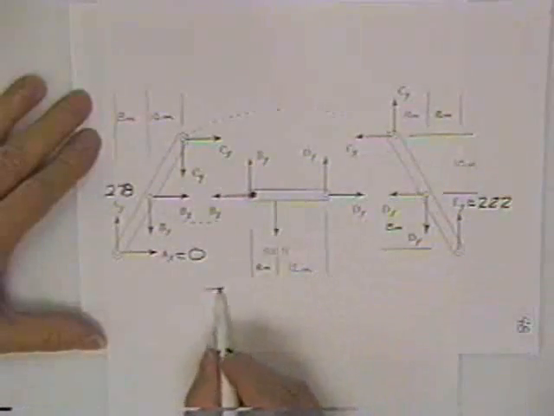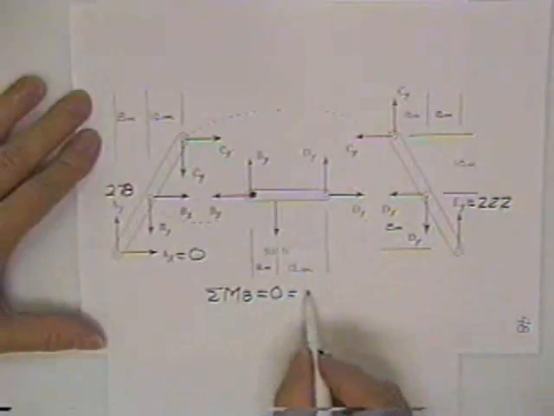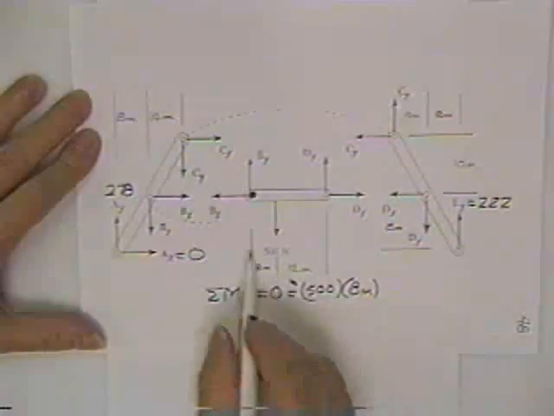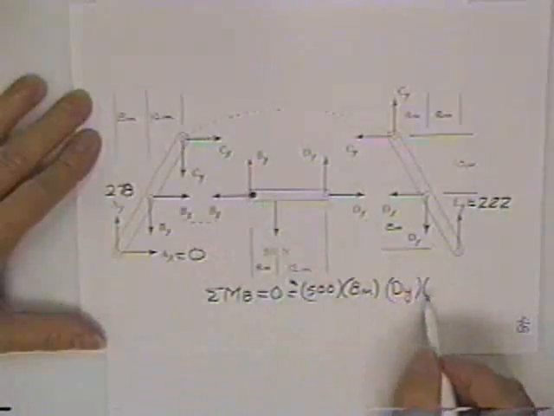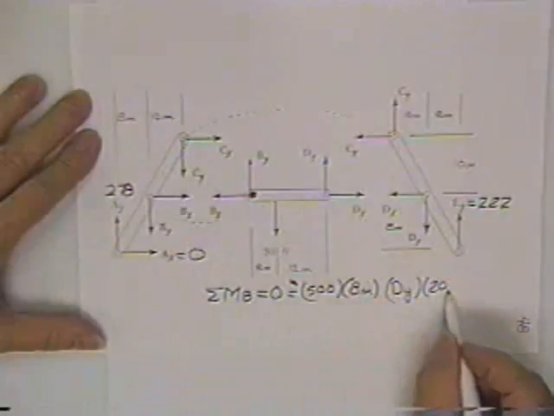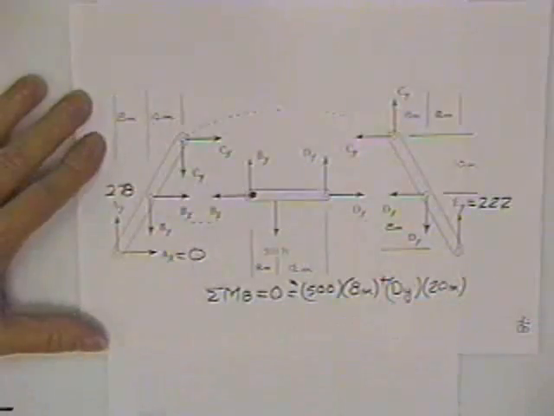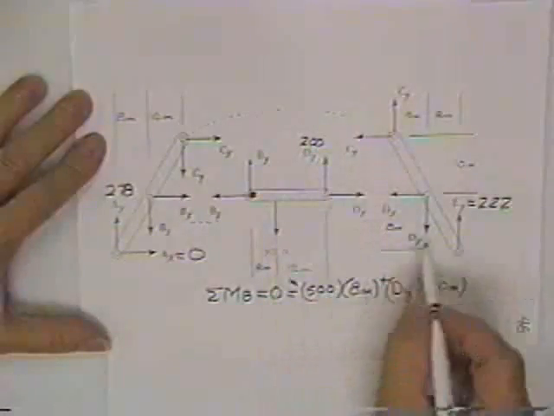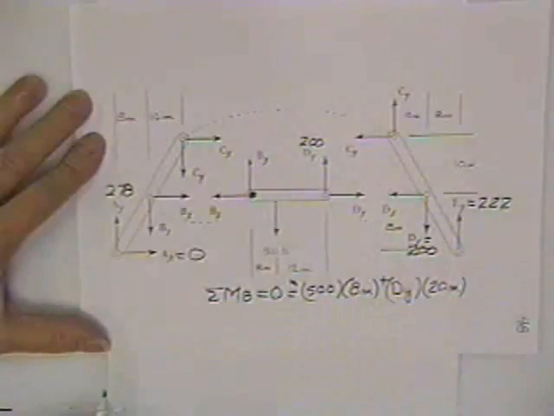Your equation reads, sum moments about point B equals 0 equals. There's a 500 Newton force. He has an 8 meter moment arm. He is a negative tendency to roll. There's dy. He has a 20 meter moment arm. He is a positive. Solve for dy. 200. So we put 200 once, and we put 200 twice. Put it on that free body as soon as you find it.